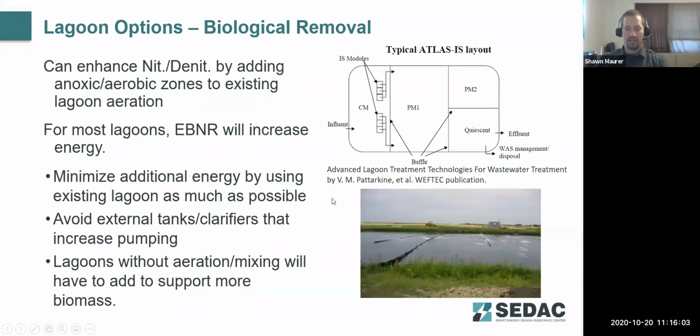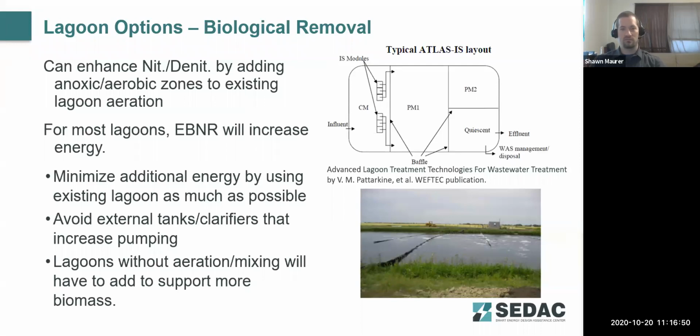We do have a lot of clients that have lagoons, and there are options for lagoons to add additional nitrogen and phosphorus removal strategies. Lagoons can enhance nitrification and denitrification by adding anoxic and aerobic zones to an existing lagoon aeration system. You can see a diagram here on the top right corner. They've broken this lagoon up into multiple sections with some hanging separator curtains, and they've changed the aeration pattern within each zone to set up a zone where you can do nitrification and denitrification processes.